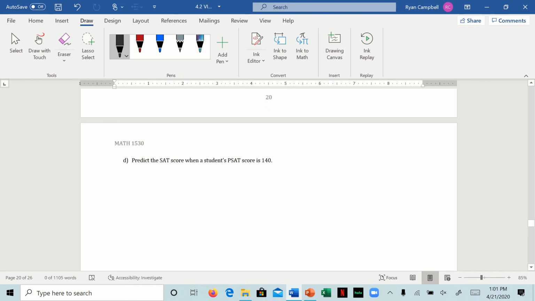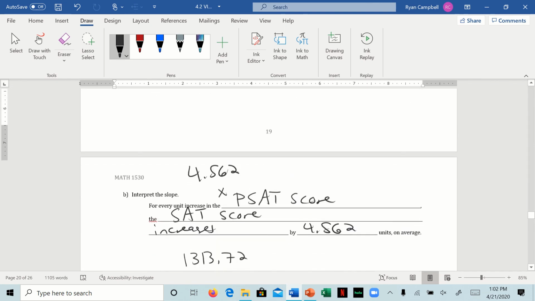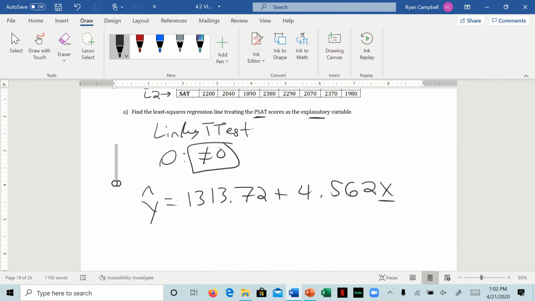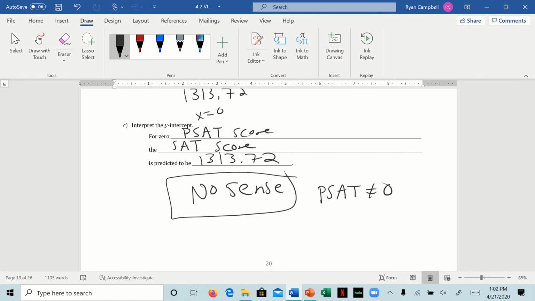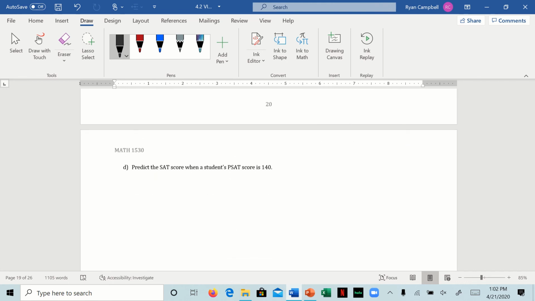All right, prediction. What is the SAT score when the PSAT score is 140? So we're going to plug 140 into our equation and then call it a day, right? Hopefully you said no. And why? Why would you have said no? What's our super secret question? Is there a linear correlation?